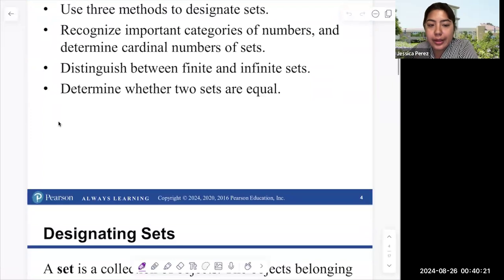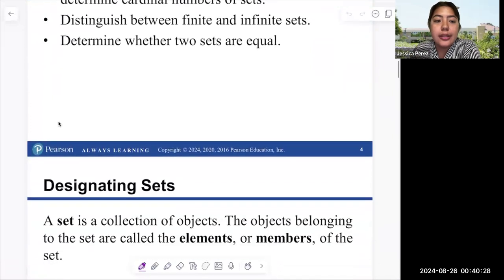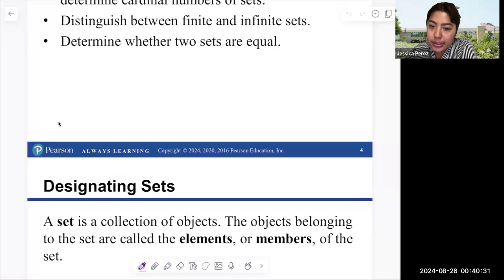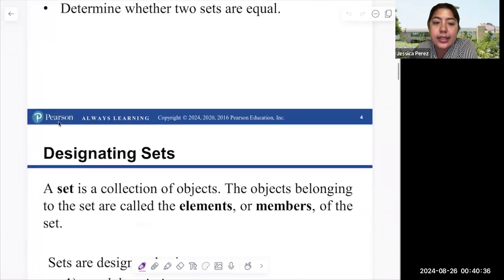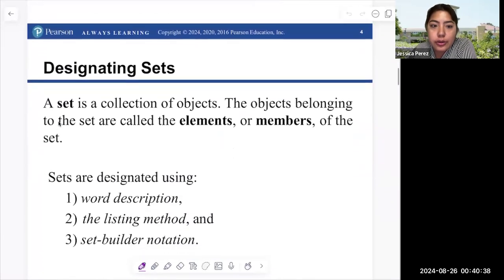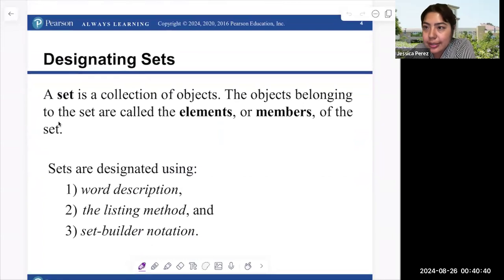Let's start by talking about designating sets. Before we talk about how to designate sets, we need to know the definition of a set. A set is a collection of objects. The objects belonging to a set are called elements or members of the set. And these are the three ways to designate a set: a word description or a sentence, the listing method, and the set builder notation.